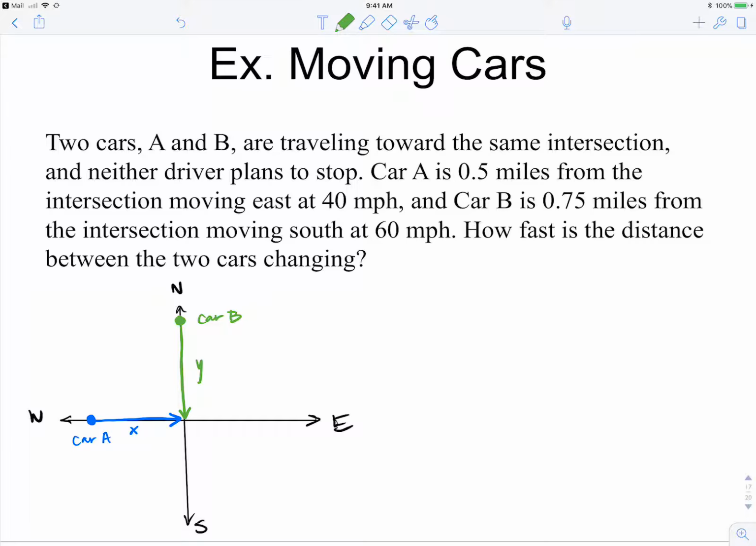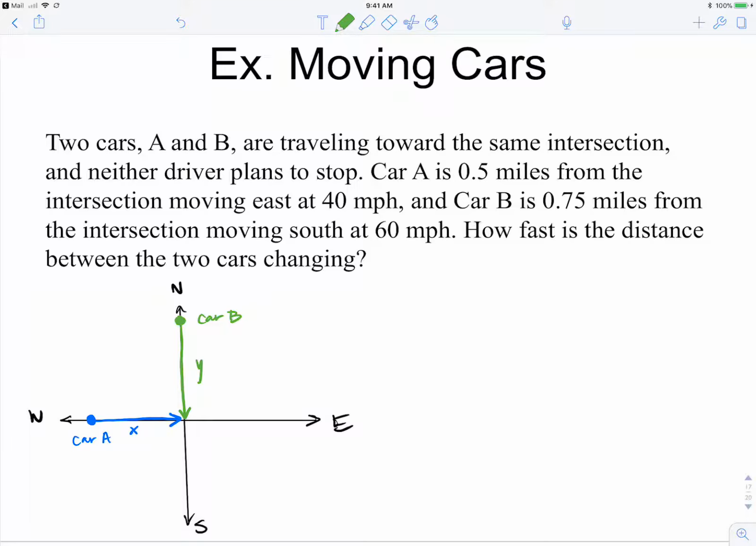So in this example, we have two cars, A and B, traveling towards the same intersection. I've drawn a picture of what we can think of as the intersection. And neither driver plans to stop. Not very safe. Car A is a half a mile from the intersection, moving east at 40 miles per hour.